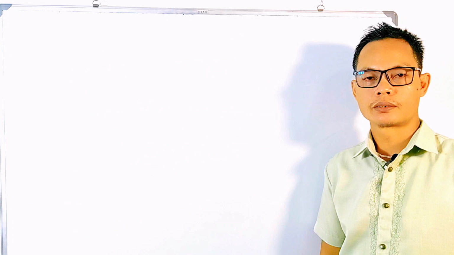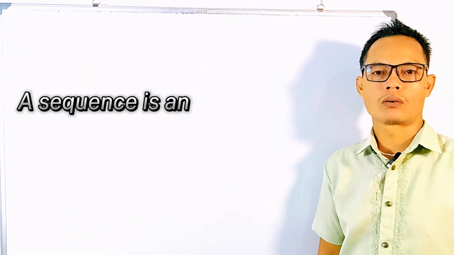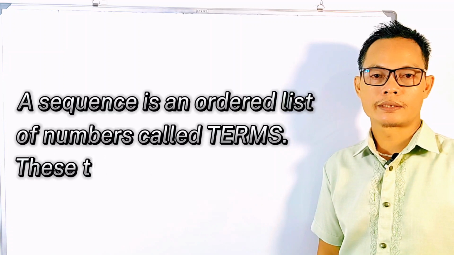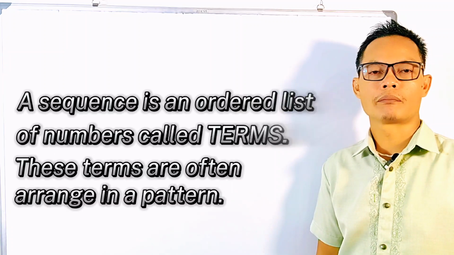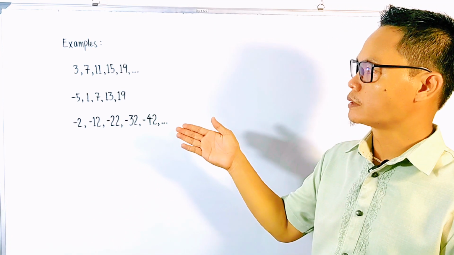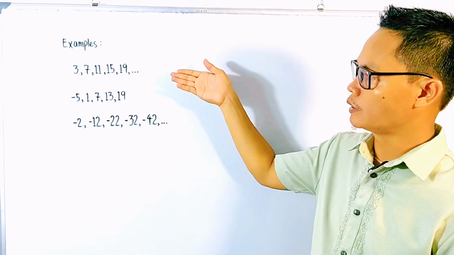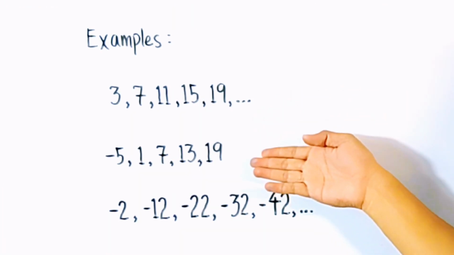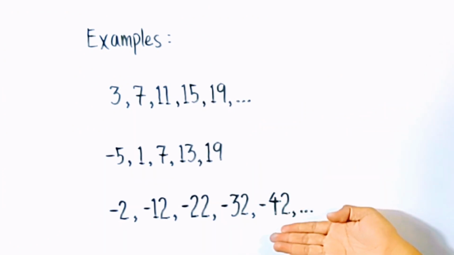A sequence is an ordered list of numbers called terms. These terms are often arranged in a pattern. Take a look at these examples. So we have 3 examples here: an infinite sequence, a finite sequence, and an infinite sequence.